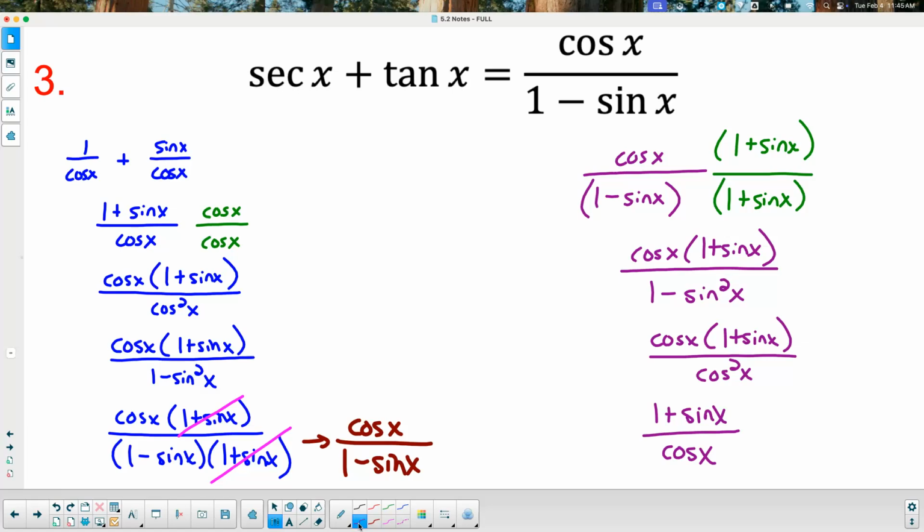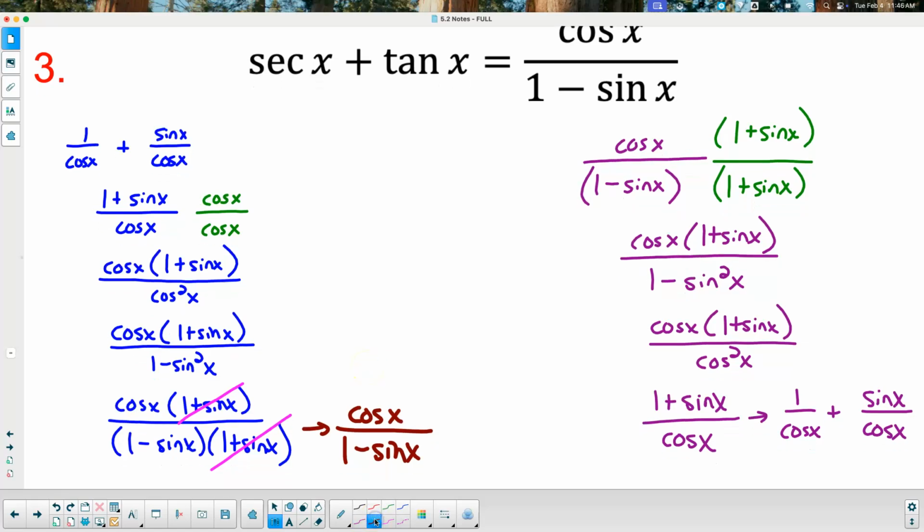which is 1 over cosine of x plus sine of x over cosine of x. 1 over cosine is secant, sine over cosine is tan. Okay. The steps minimum to show that.